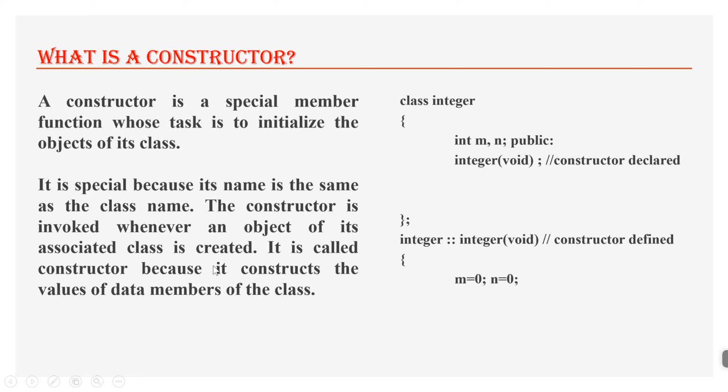So a constructor is automatically invoked when an object associated with a class is created. So a constructor will be automatically invoked when you are going to define an object of a class. It is called a constructor because it constructs the value of data members of that particular class.